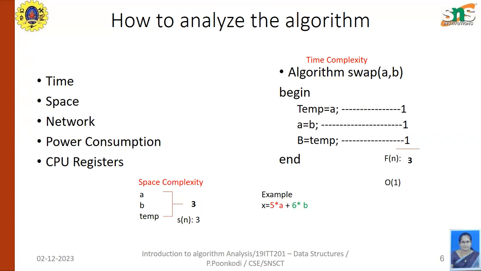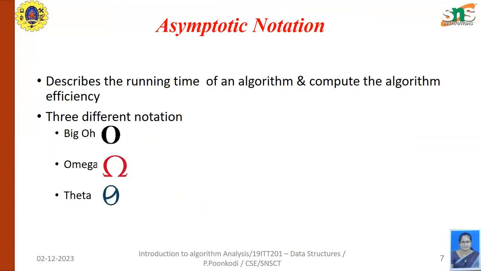This analysis is represented in terms of notations. For that, they use the asymptotic notations. These asymptotic notations are used to describe the running time of an algorithm, and also to compute the algorithm efficiency. For representing, there are 3 different notations: big O, omega, and theta. Big O represents the upper bound value. Omega represents the lower bound value. Theta represents both the upper bound and lower bound values.